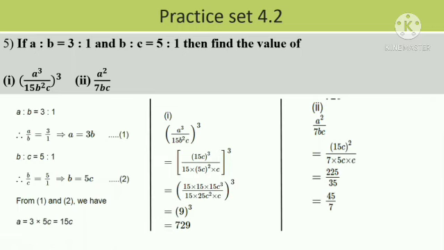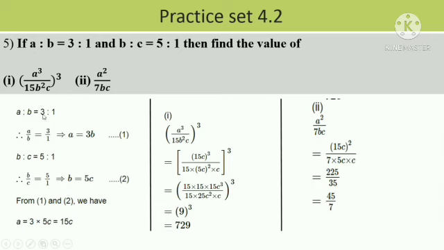Still we are going to take it because one solved example is already there in the syllabus. So the A is to B ratio is given, that is 3 is to 1, and the B is to C ratio is 5 is to 1. Then find the value of A cube upon 15B square C, and the second one is A square upon 7BC.